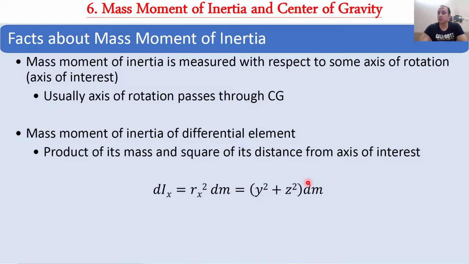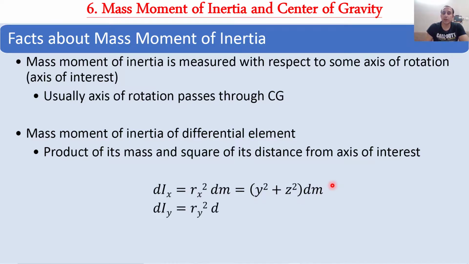If you look at the shapes which I showed you in the first part of the lecture, you can easily locate what those y square and z square are, and how we can replace this rx, or the x dimension, with these two dimensions. So the formula for Ix changes for different irregular shapes.